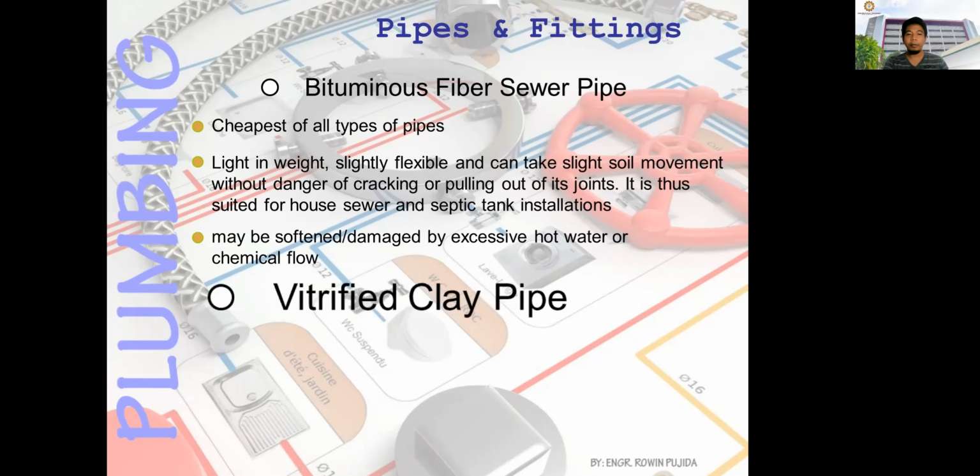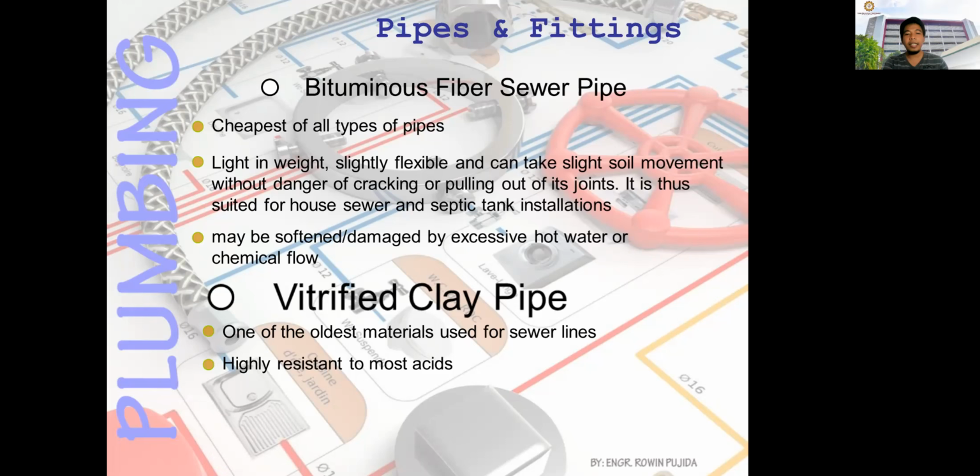Next, you have the vitrified clay pipes. This is one of the oldest materials used for sewer lines. Therefore, for the sewer lines as of today, and also for the public drainage line, they just use the RCP, no? That is the reinforced concrete pipes. You have the culverts.